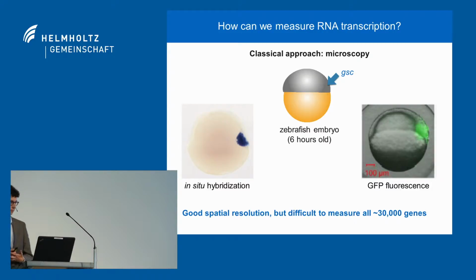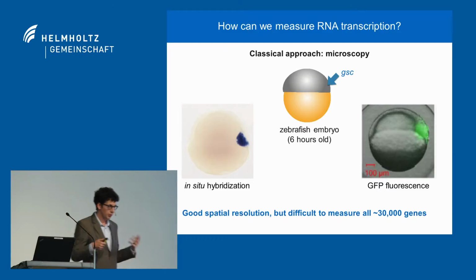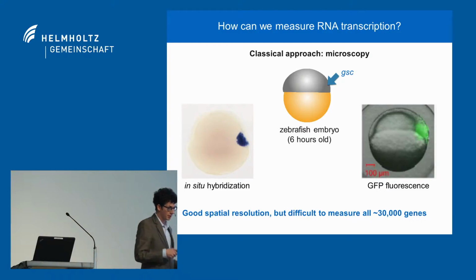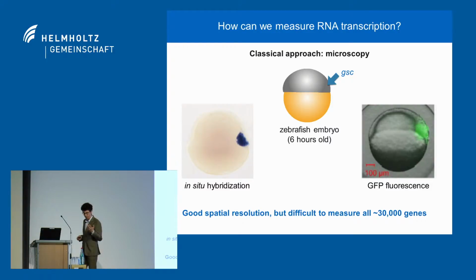spatial resolution. That's very good, but it's also difficult to measure all 30,000 genes at the same time, because we're limited to studying just one gene at one time. So this means getting all 30,000 of them would be very time-consuming. It would also require a lot of samples, 30,000 embryos in this case.